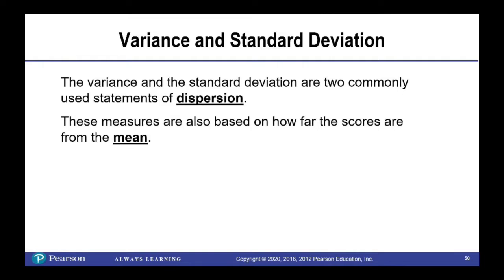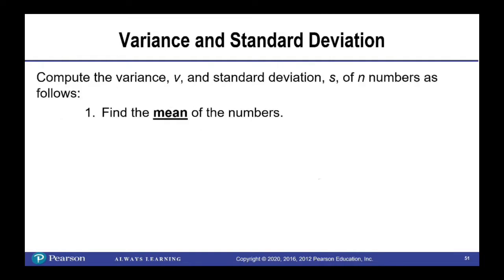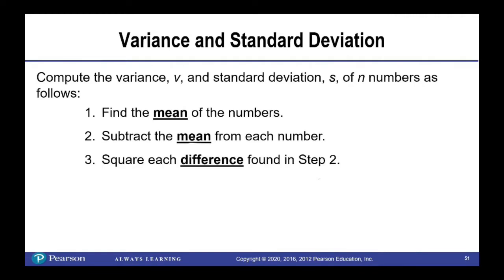So how do we find the variance and standard deviation? Here's how. First, we need to find the mean of our numbers. Second, we subtract the mean from each number. And then we square each difference that we found. We find the sum of the squares. Now you'll notice that I use a table to complete steps 2, 3, and 4.